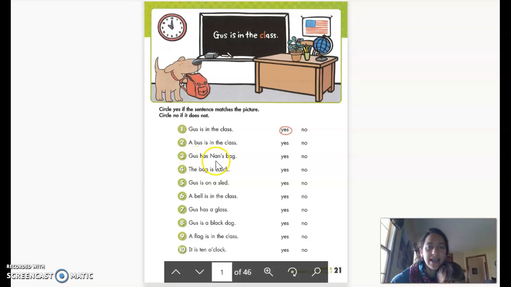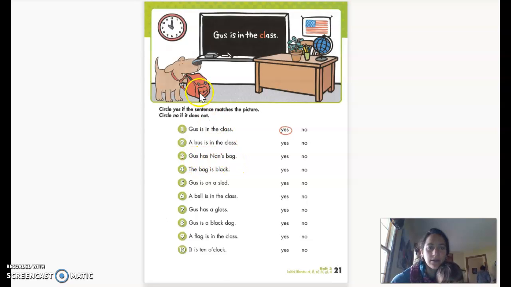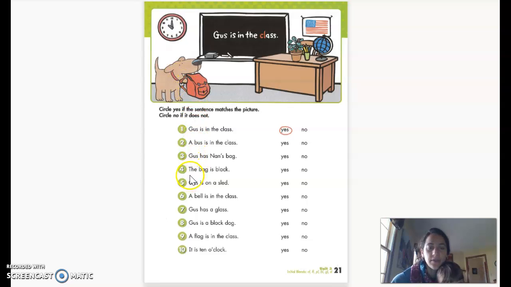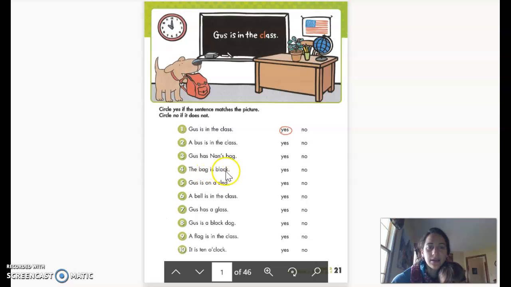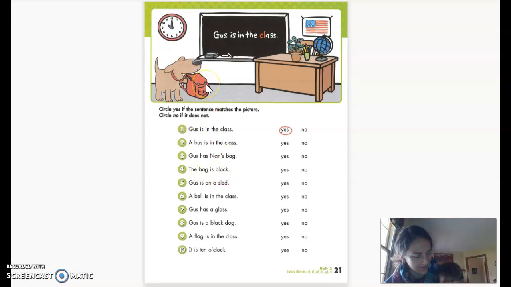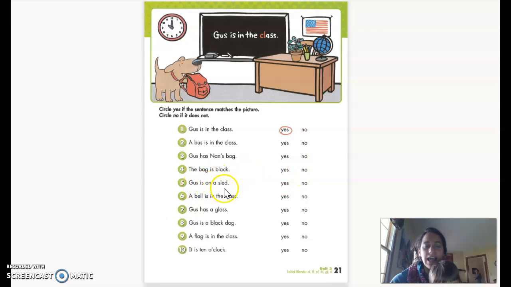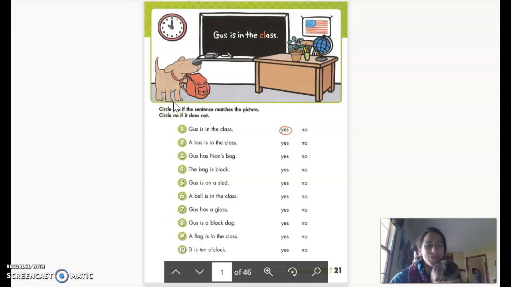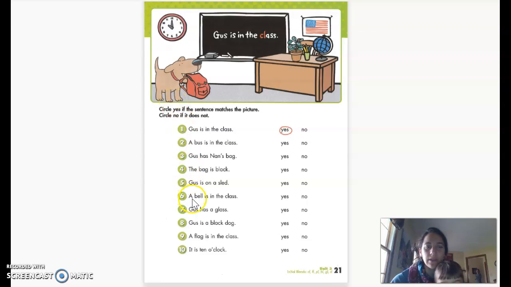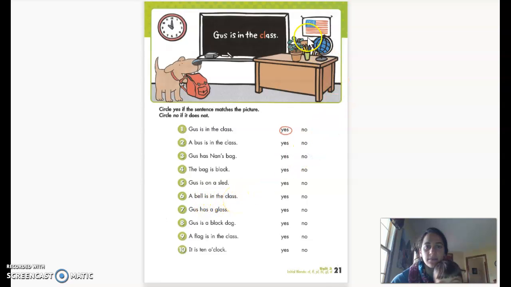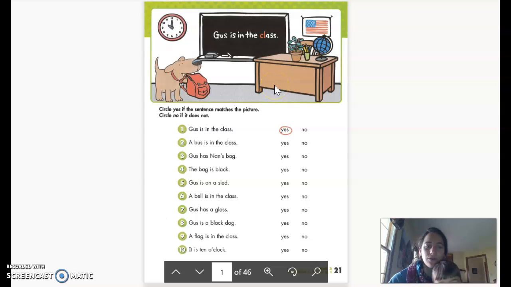Gus has Nan's bag. Yes. The bag is black. What color is that bag? Brown. Or red, yes, brown or red. So no. Gus is on a sled. No. A bell is in the class. No, no bell.